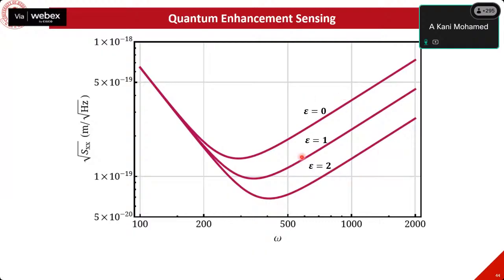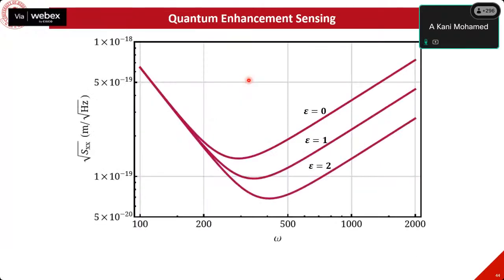But there are certain experimental constraints on how much we can squeeze the light, and what is the minimum sensitivity that we can achieve from light. So this is all about detecting gravitational waves by using an optical interferometer and enhancing the sensitivity by using quantum squeezing.